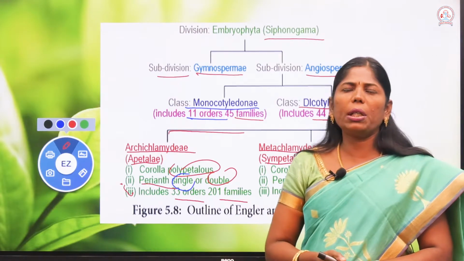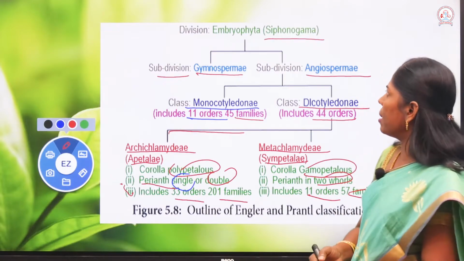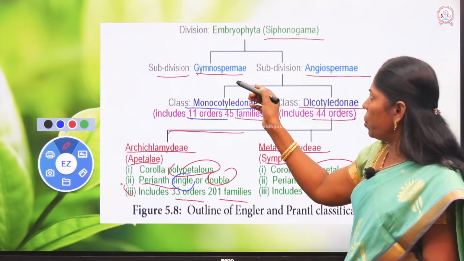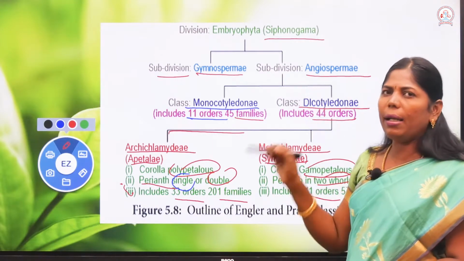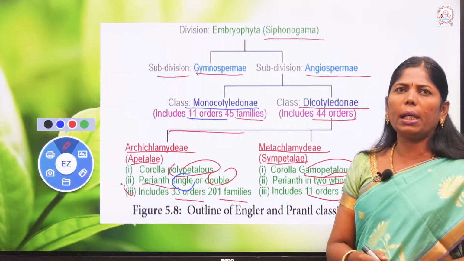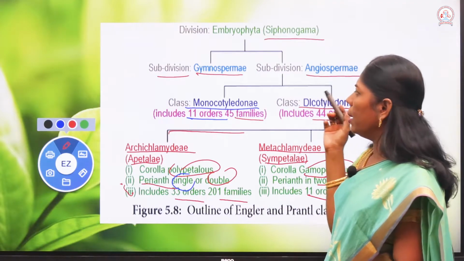According to the Engler and Prantl classification, the Embryophyta is divided into two: gymnospermae and angiospermae. Angiospermae is again divided into two, monocotyledonae and dicotyledonae. You know very well about the characters of monocot and dicot.